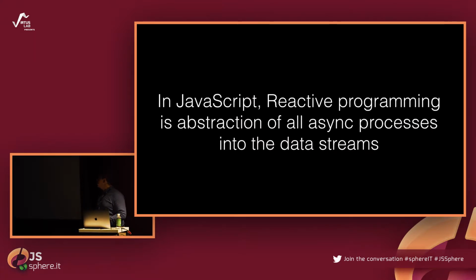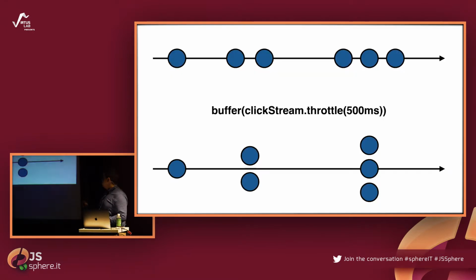Specifically in JavaScript, reactive programming is just the abstraction of all async processes into a data stream. So whatever we have that's asynchronous in the application, we can use reactive programming on top of that, use that abstraction to work with the same API with those async processes. So how does working with data streams look like?